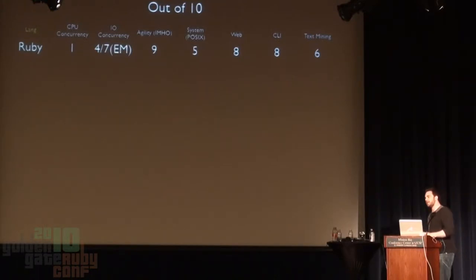Command line, doing command line work with Ruby, I find it pretty pleasurable. I mean, OptionParser is great. If I need anything more than that, we've got things like Thor, and there are other really great libraries out there, but it's got pretty good CLI support. It starts up quick enough, and it's pretty responsive.